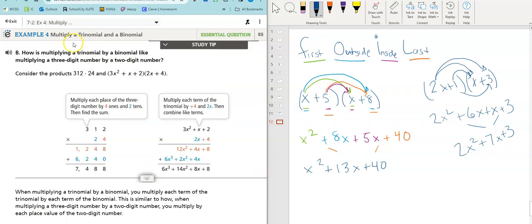All right, and here they're just showing you how multiplying a trinomial and a binomial is similar to multiplying a 3-digit number and a 2-digit number. Just like I showed you earlier, when I am multiplying, I have to multiply the ones place by every term on top and the tens place by every term. And you're kind of doing the same thing here with this binomial and the trinomial. It's more like the distributive property than FOILing when you have a trinomial and a binomial. Just make sure that you're multiplying your 2x by each of these terms and your 4 by each of these terms, and then adding them all together and combining like terms.